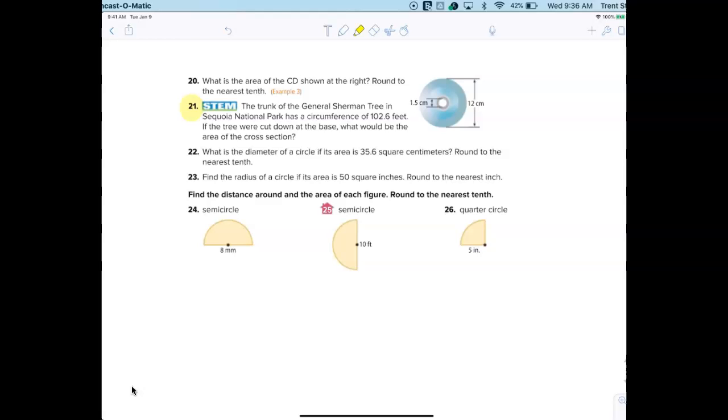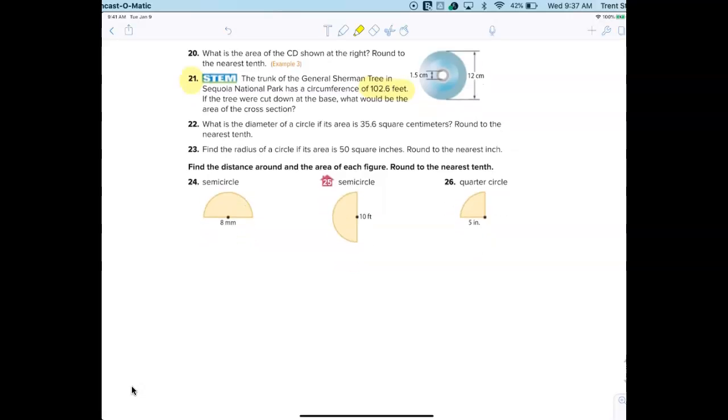It says, the trunk of the General Sherman tree in Sequoia National Park has a circumference of 102.6 feet. Does everybody know that's huge, correct? If you've ever been out and seen the redwood forest, that's what they're talking about. There are trees that big. So it has a circumference of 102.6 feet. If the tree were cut down at the base, what would be the area of the cross section?